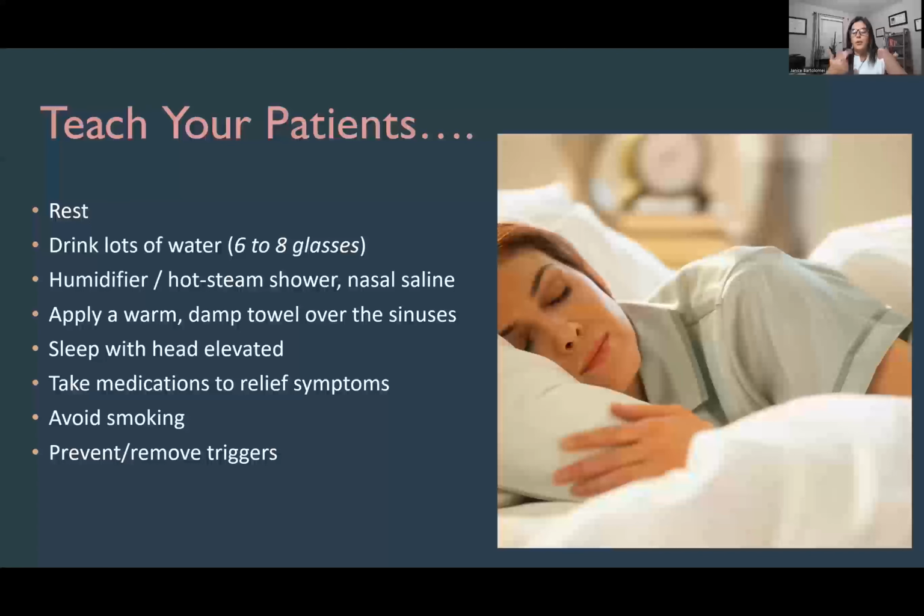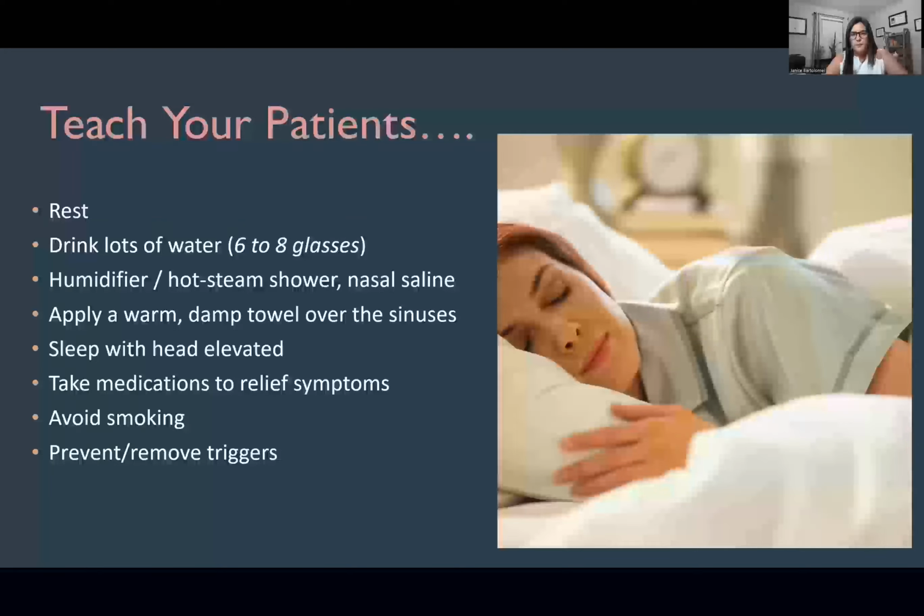Same with whenever you have allergies. Take your medication, avoid any smoking or being around smoke, and prevent and remove any of the triggers that are causing sinusitis.